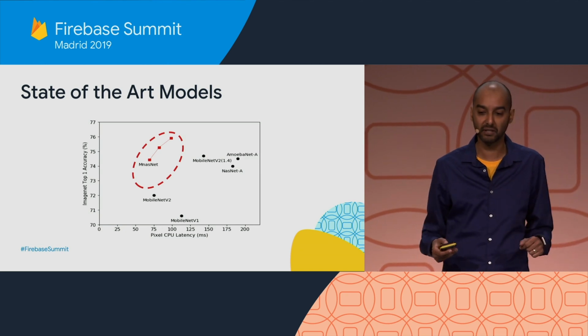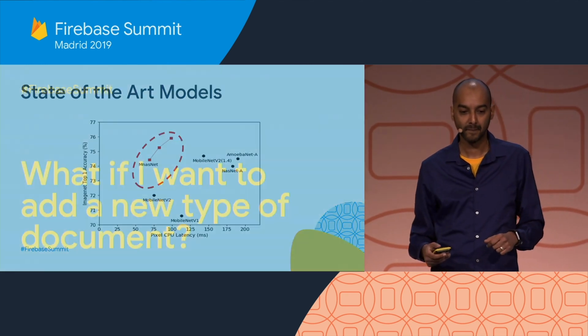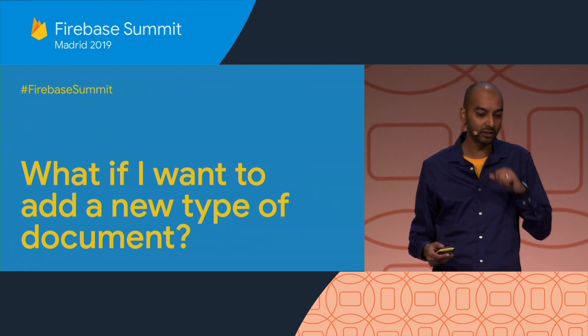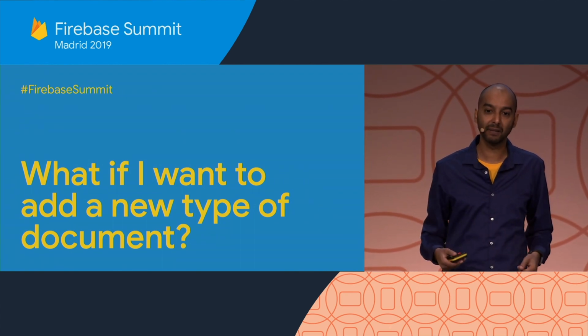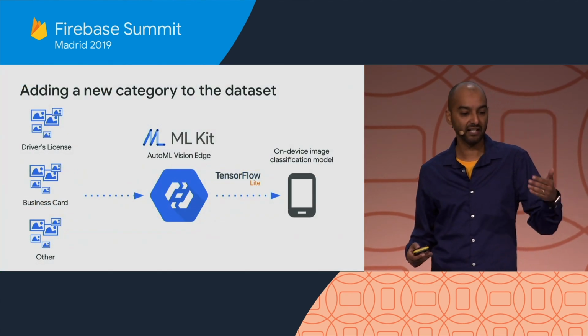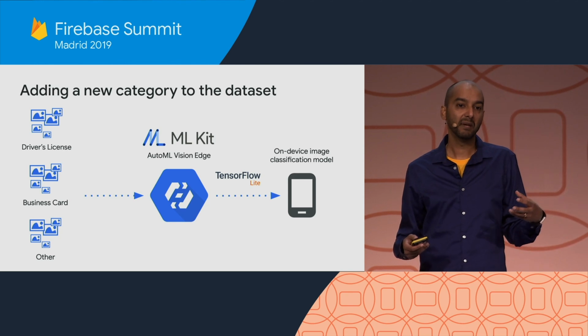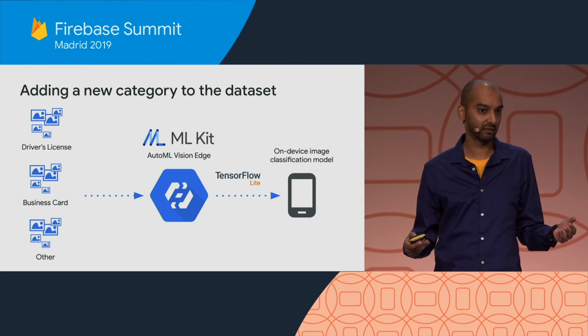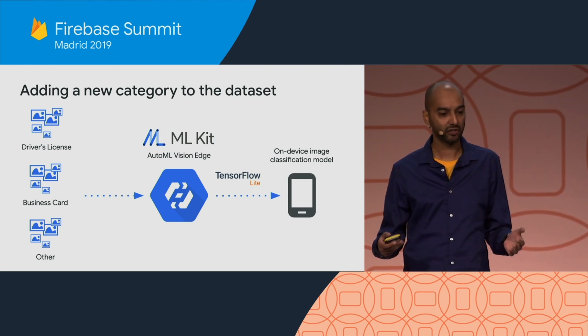Here you just upload the images and you get a model. Okay, so what if I want to add a new type of document? Let's say we bring our application to Spain. And here, we have driver's license, business card, and other, but maybe we also want to start detecting passports as an additional type of document. It's not a problem.